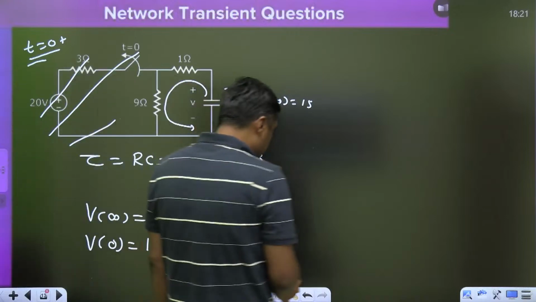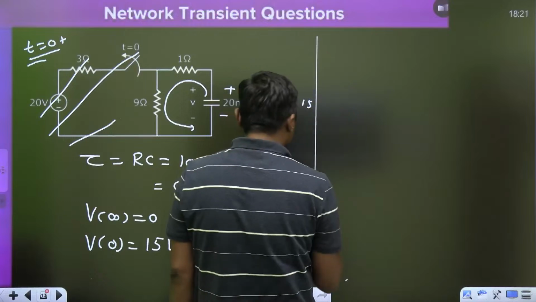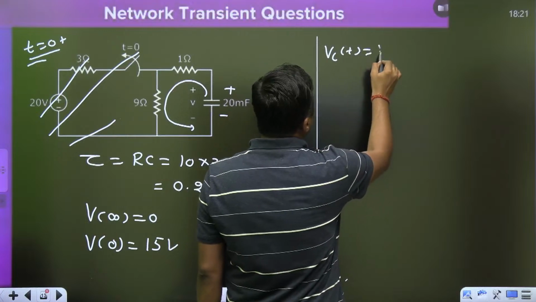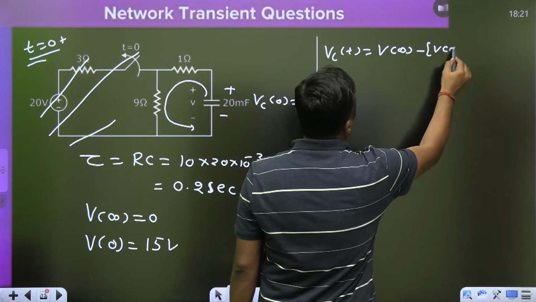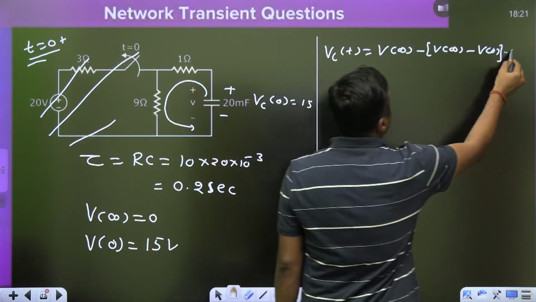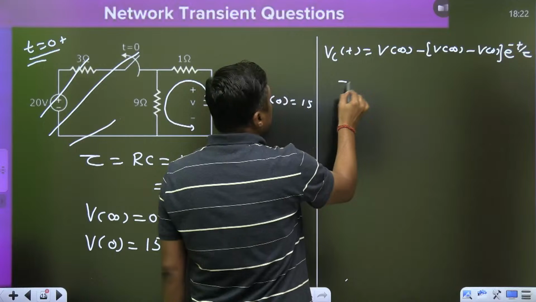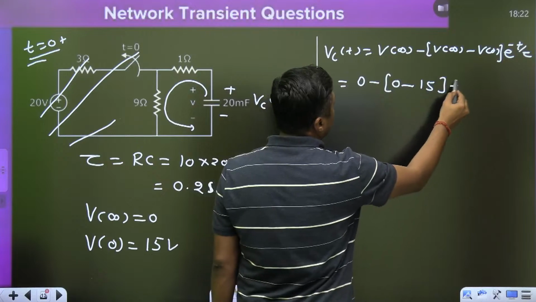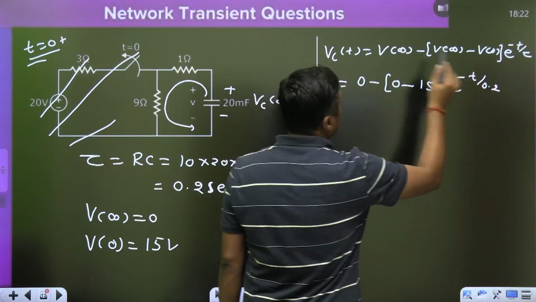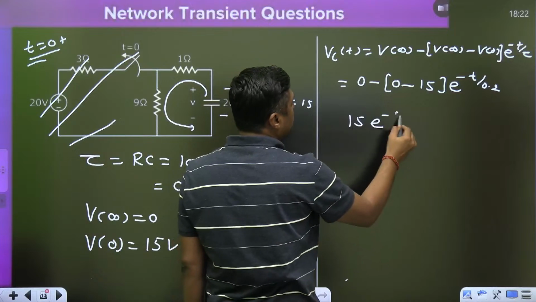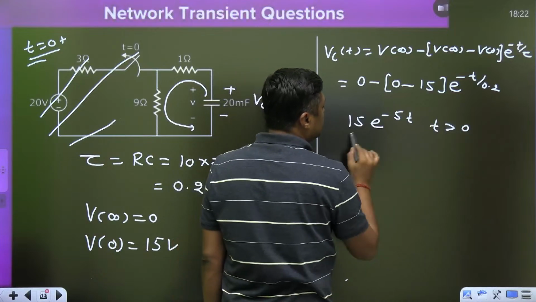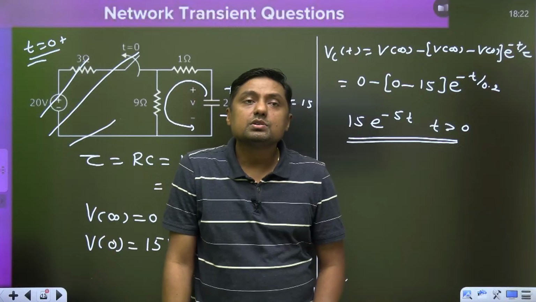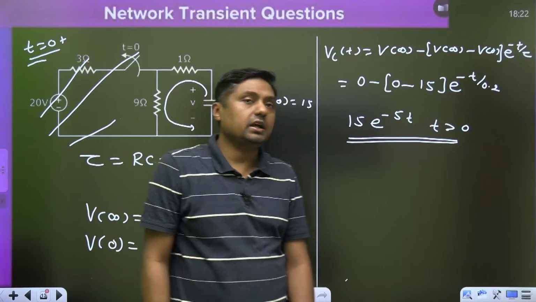So what is the use of this equation? Very, very simple use. Put all the values. VC(t) is equal to V final plus (V initial minus V final) e raised to power minus t by tau. What is the final value? 0. What is the initial value? 15. e raised to power minus t by 0.2. So it will become 15 e raised to power minus 5t, and that equation is valid for t greater than 0. So that is the case, guys, t greater than 0.